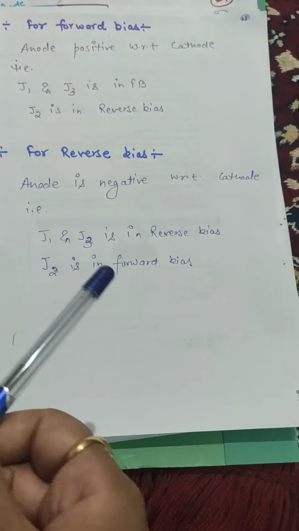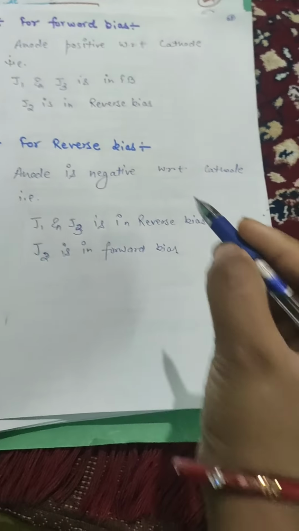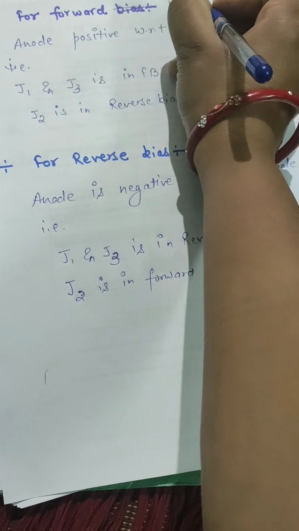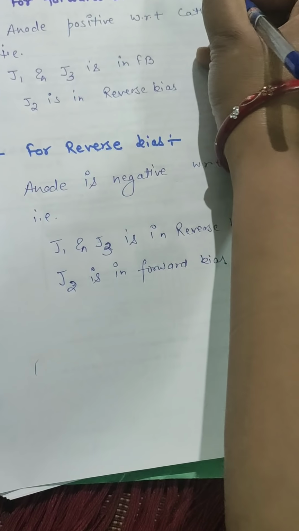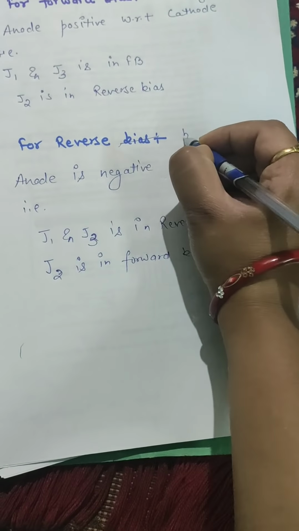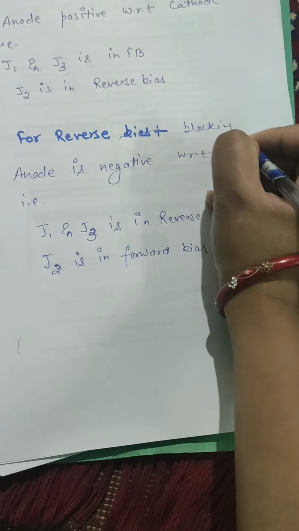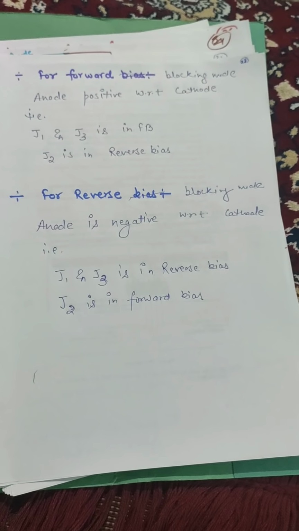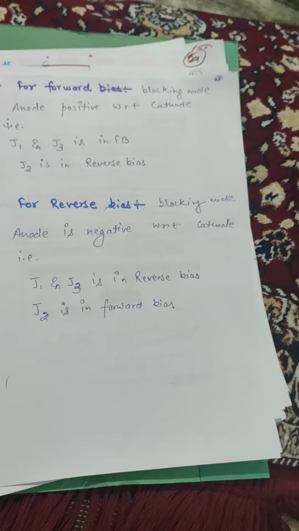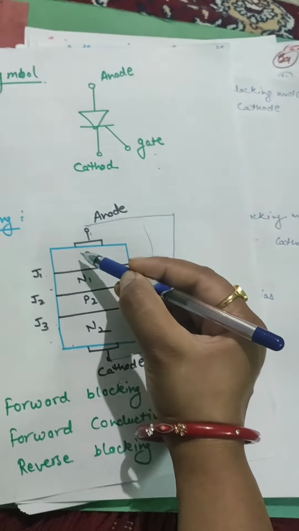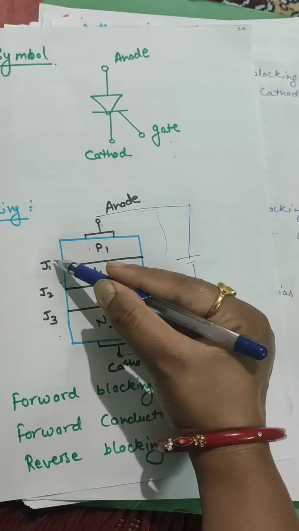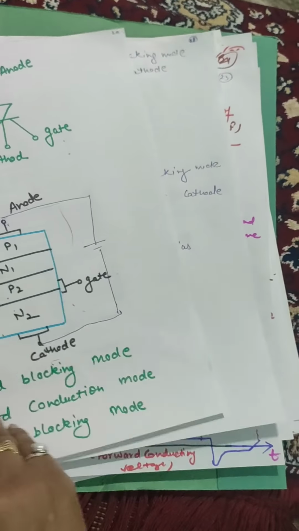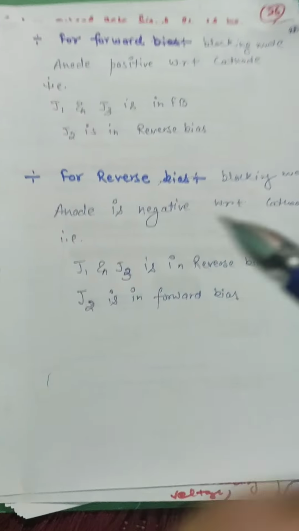And for reverse biasing of the anode, we can call this the forward blocking mode, and this is reverse blocking mode. Reverse blocking mode is when J1 and J3 are in reverse biasing and J2 is in forward biasing. That is called reverse blocking mode.